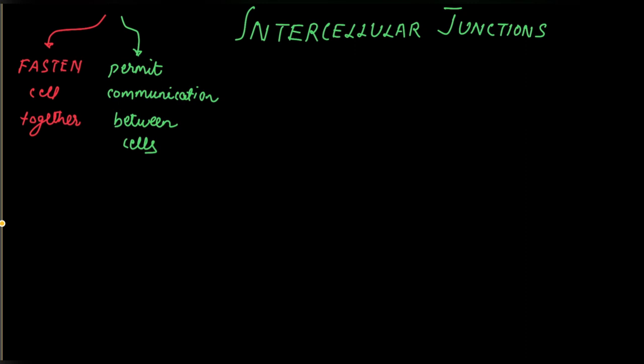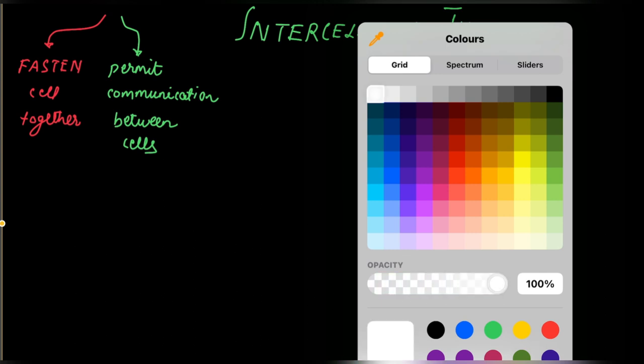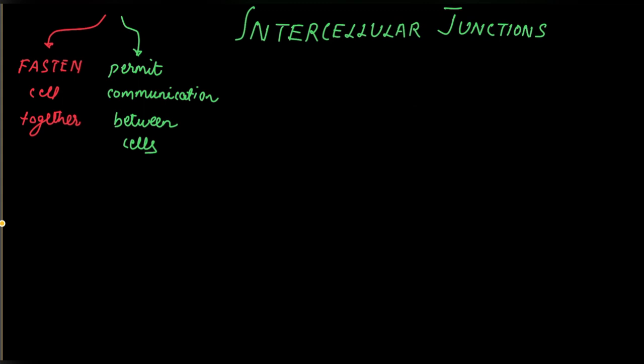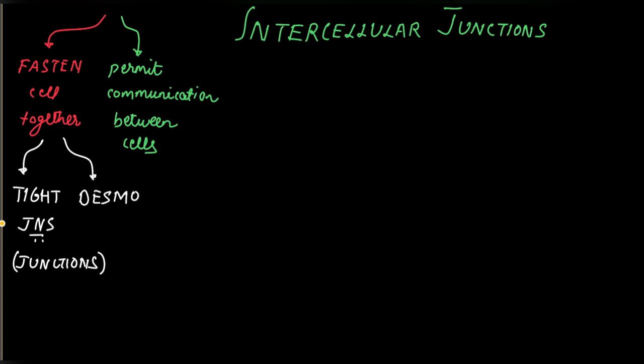Those that fasten the cells together are of two types mainly. They are tight junctions, because they hold the cells tightly, and then there are desmosomes. So tight junctions and desmosomes fasten cells together, hold cells tightly and provide stability.